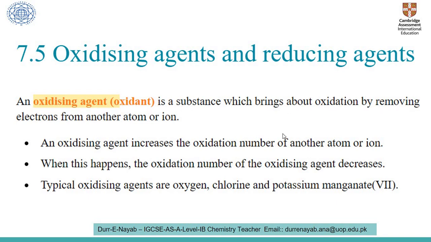How does oxidation happen? By removing the electrons from another atom. This oxidizing agent itself gets reduced, but the other atom is oxidized. So an oxidizing agent, in common words, you can call a thief of electrons. He basically snatches the electron from another atom or ion and itself gets enriched with the excess of electrons. An oxidizing agent increases the oxidation number of another atom or ion, and when this happens, the oxidation number of the oxidizing agent decreases.